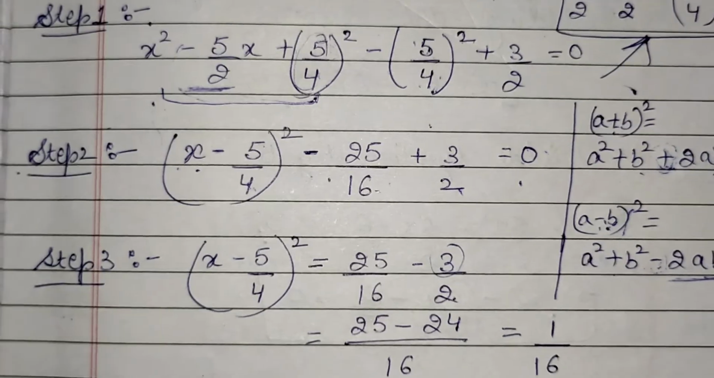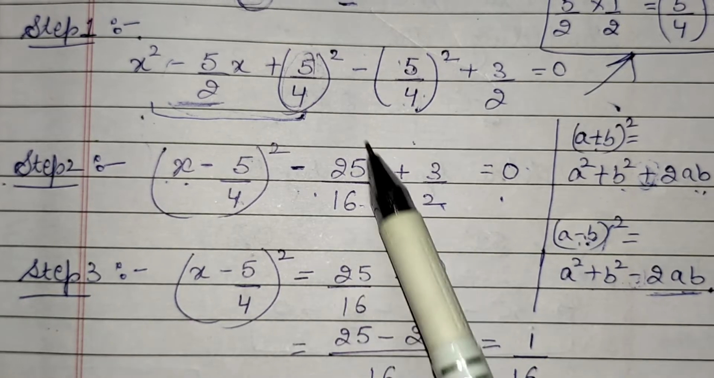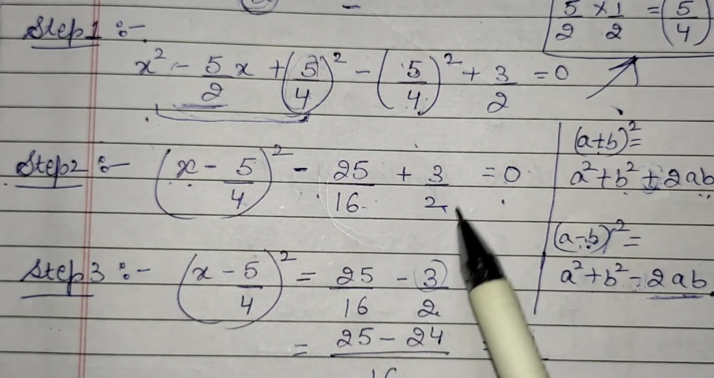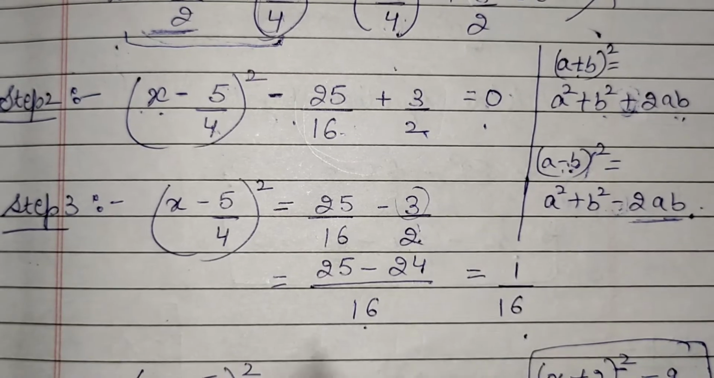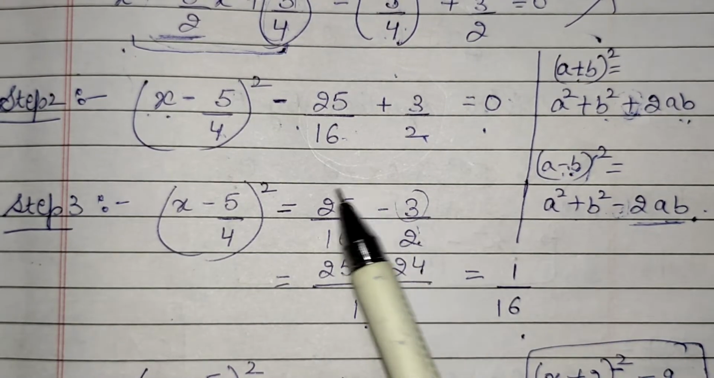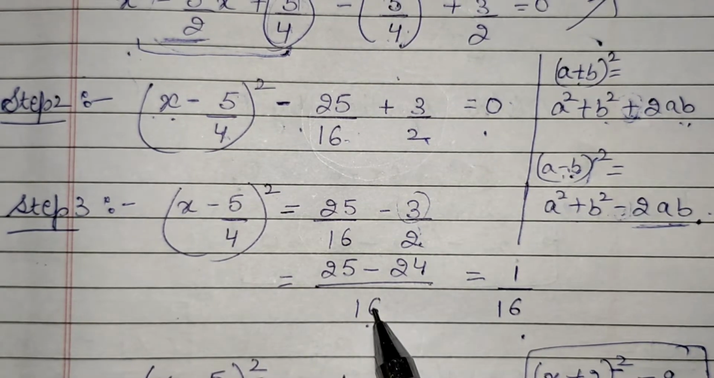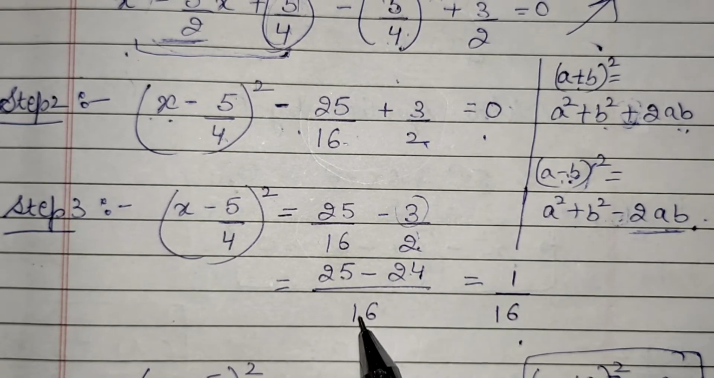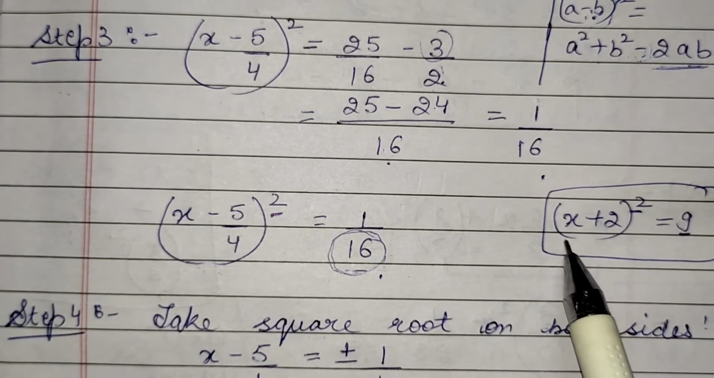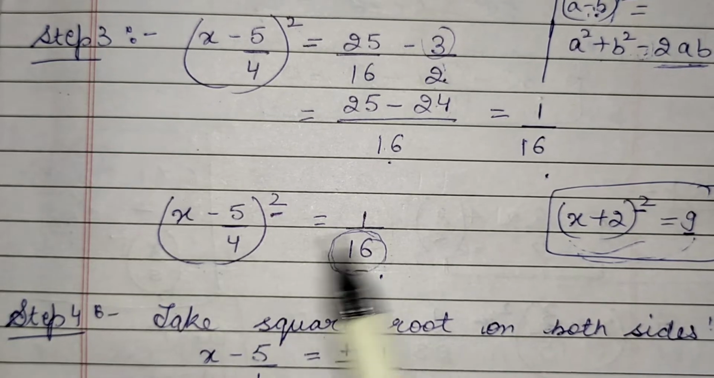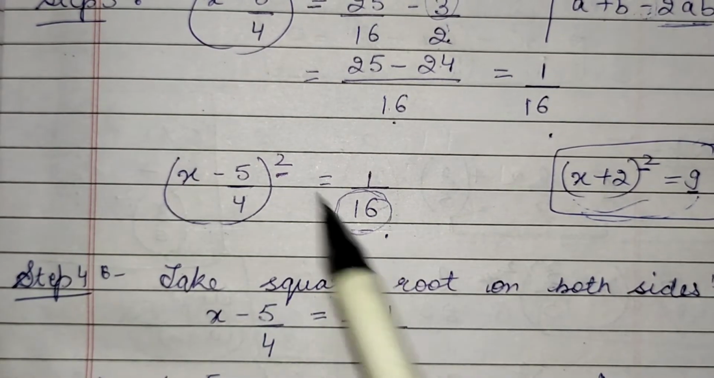Now comes step number 3. x minus 5 by 4 whole square is equal to, take all the constants to the right hand side. It becomes easier to solve when you take these constants to the right hand side. You can solve them on the left hand side also, but for simplification you can take them to the right hand side. So 16 will come here, and taking the LCM, 25 minus 24, it comes out to be 1 by 16. Now you can see my equation has been converted to the standard form, so that I can take roots on both sides. Both sides have complete squares.